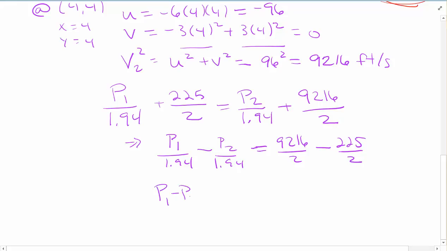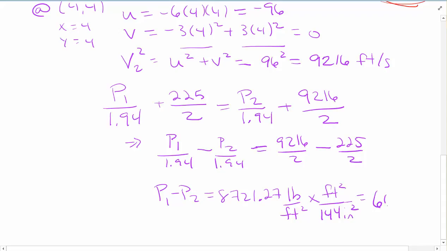So we get P1 minus P2 is going to equal 8,721.27, and that's pounds per square foot. Now we wanted to find it in psi, so let's convert over. We'll multiply that by feet squared divided by 144 inches squared. And that results in 60.56 psi. So that gives us the pressure difference between those 2 points.